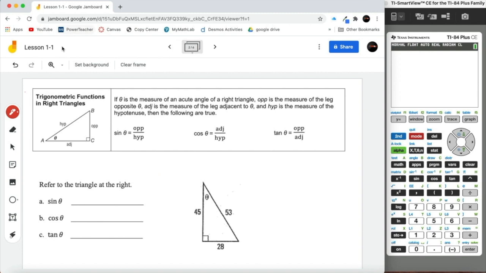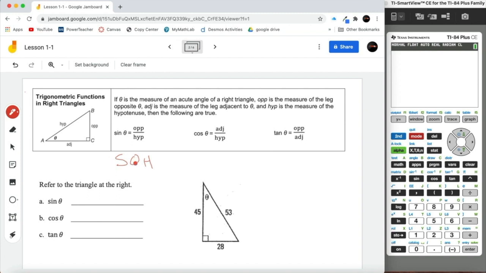SOH CAH TOA can only be done with right triangles, so we must have a right triangle. The reason why it's called SOH CAH TOA is because of three little functions right here. The sine is defined to be the opposite over the hypotenuse. The cosine is defined to be adjacent over hypotenuse, and the tangent is defined to be opposite over adjacent. So with those you get that little acronym.